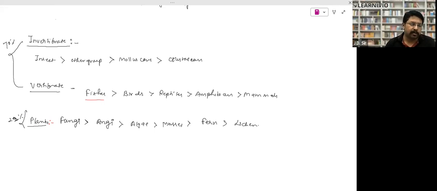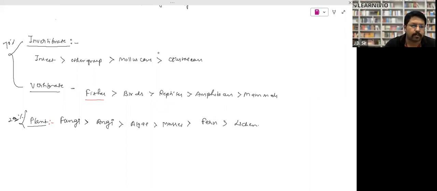Let's talk about the plants. With plants, we have also considered the fungi. By the way, fungi are not a type of plant, but when we talk about biodiversity, we have considered fungi as a plant. So fungi have maximum biodiversity. Then in second number comes the angiosperms, then algae, then mosses, then ferns, and then lichens. So you have to remember this sequence of decreasing order, right? Remember this sequence. This is important.